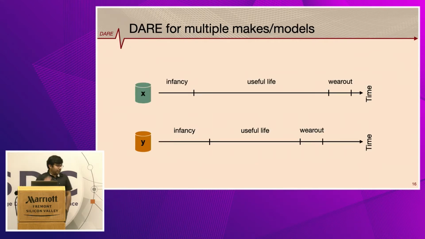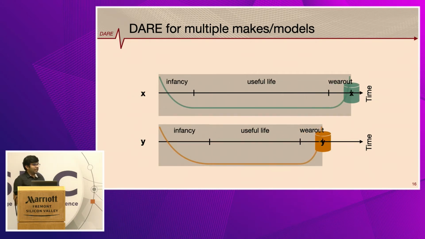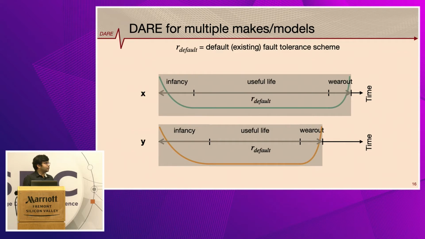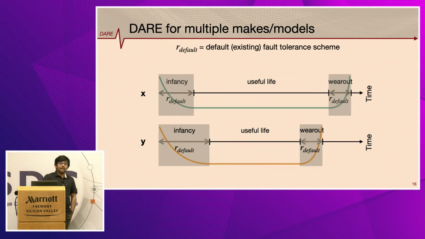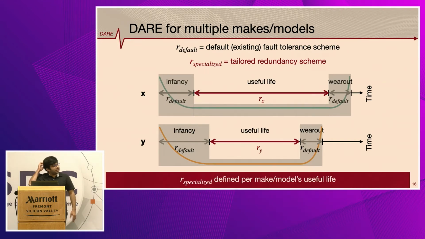Okay, so here I have two makes and models and their timelines. As the disks go through their ages, they develop a certain bathtub curve, and originally you would have used the R default throughout both disks' entire lifetime. So when you have multiple makes and models, we want to only keep the default redundancy during the high AFR phases of infancy and wear out, and have a tailored, efficient redundancy for each make model during its useful life. In this case, Rx and Ry. So R specialized is defined according to each make model's useful life.